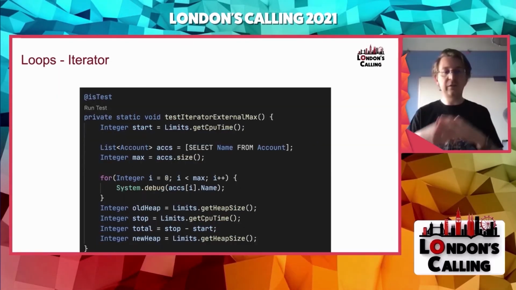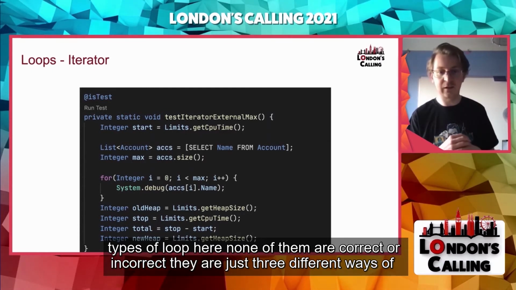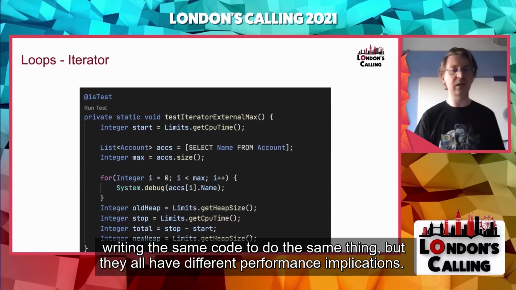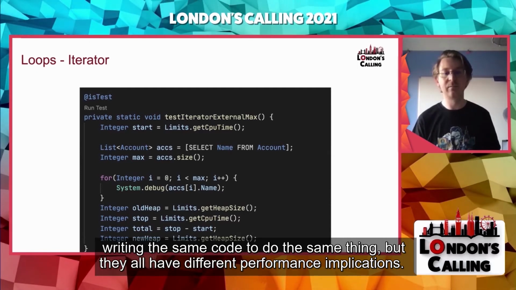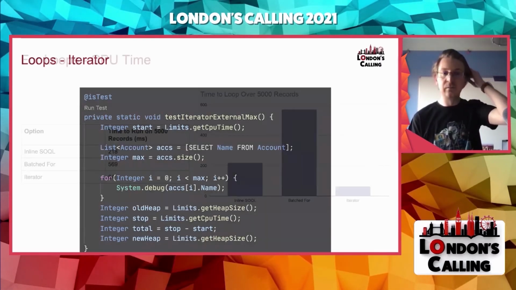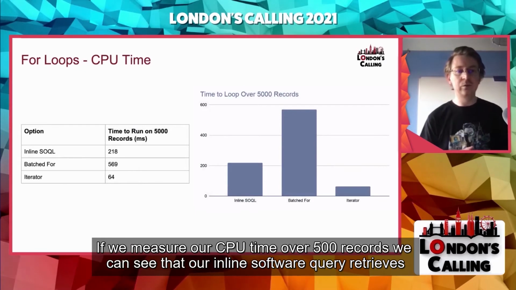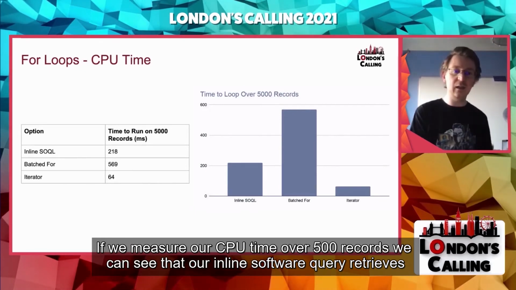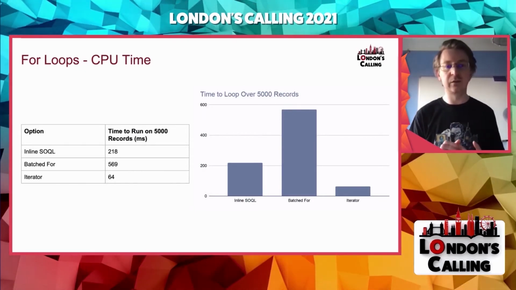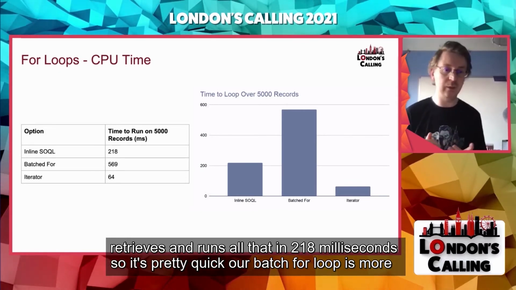So we have 3 different types of loop here. None of them are correct or incorrect. They are just 3 different ways of writing the same code to do the same thing, okay? But they all have different performance implications. If we measure our CPU time over 500 records, we can see that our inline SOQL query retrieves and runs all that in 218 milliseconds, so it's pretty quick.